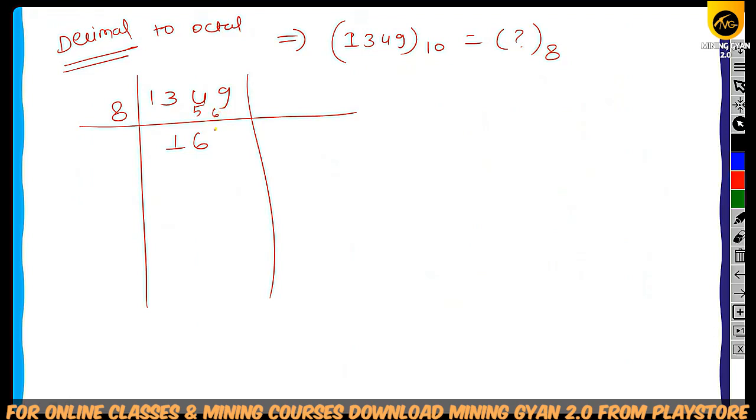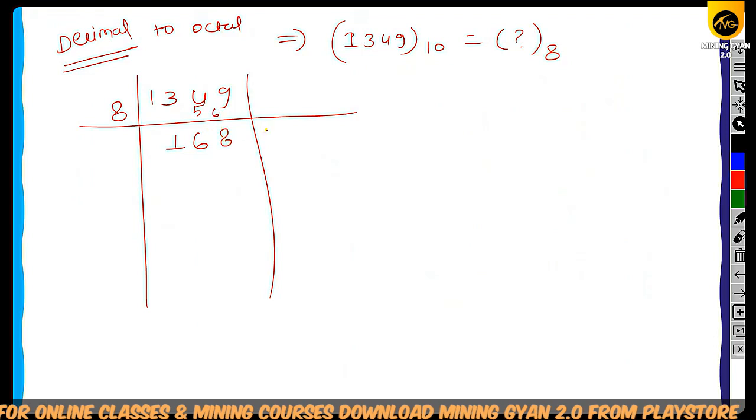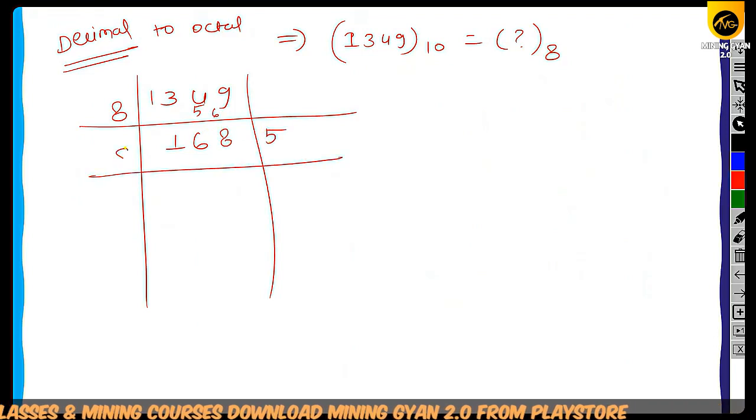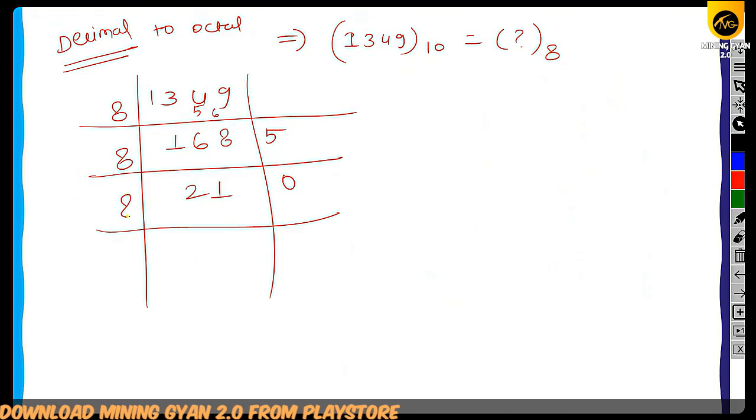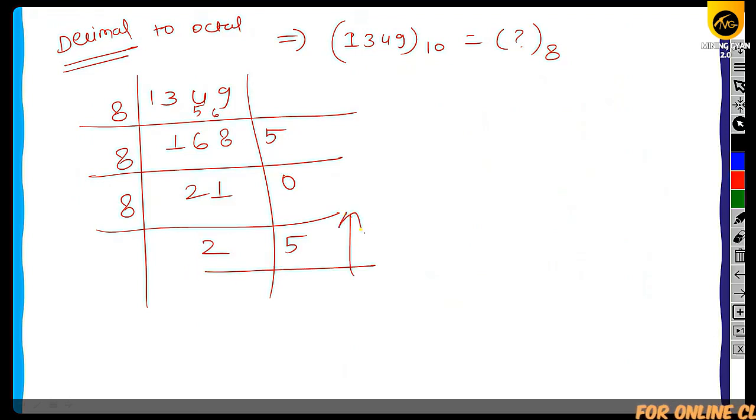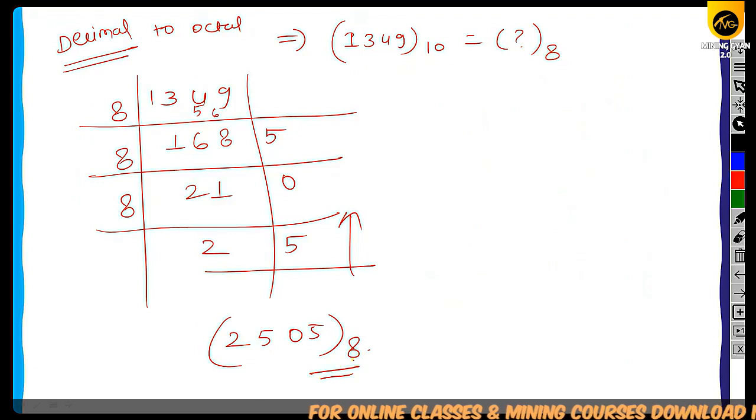Now 8 times 8 is 64 and there is a remainder of 5. Now 8 times 2 is 16 and 8 times 1 is 8, there is no remainder, so it's 0. Again 8 times 2 is 16, so 5 is again a remainder. So this is the process. Now the answer will be 2505, which is the octal form of 1349 in decimal form.